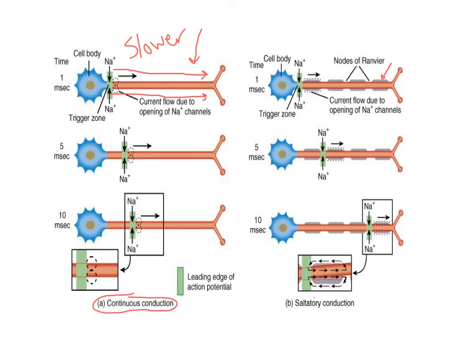On the other one, called saltatory conduction, that's when the neuron is wrapped in myelin, either by a Schwann cell in the peripheral nervous system or by oligodendrocytes in the central nervous system. This is where it's the same thing, except due to the myelin, this impulse is able to jump from node of Ranvier to node of Ranvier. So that makes it much, much faster.